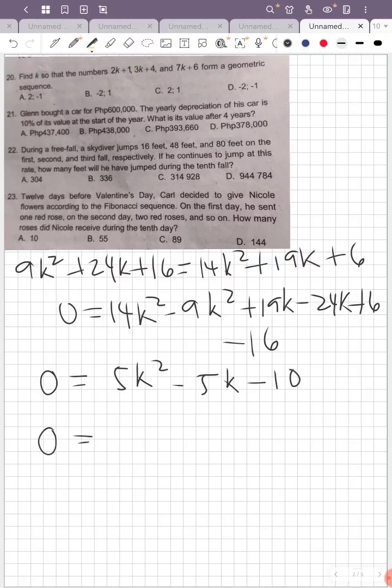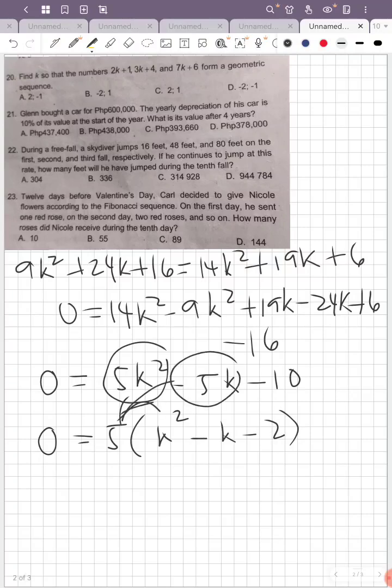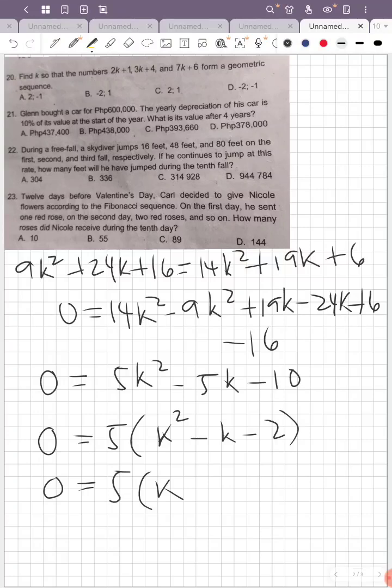Now we can factor this out. So we have 5 times the quantity k squared minus k minus 2, because 5k squared divided by 5 is k squared, negative 5k divided by 5 is negative k, and negative 10 divided by 5 is negative 2. So we can easily factor this one. The factors would be k minus 2 times the quantity k plus 1.